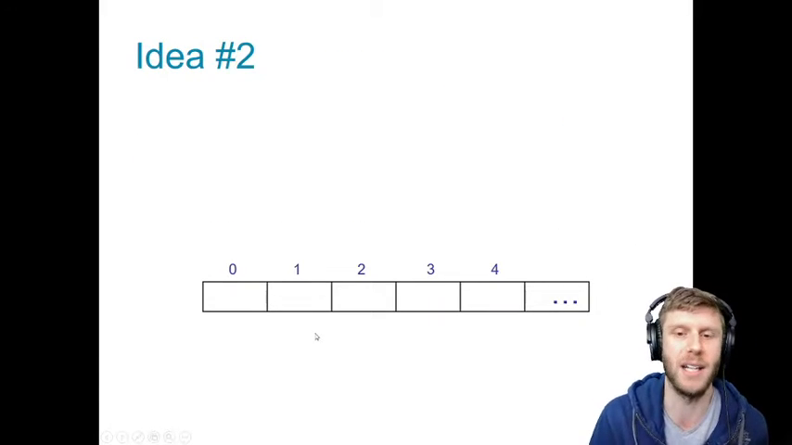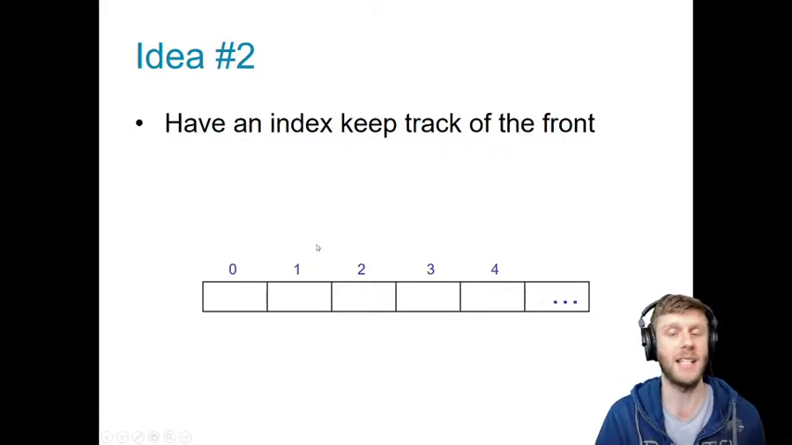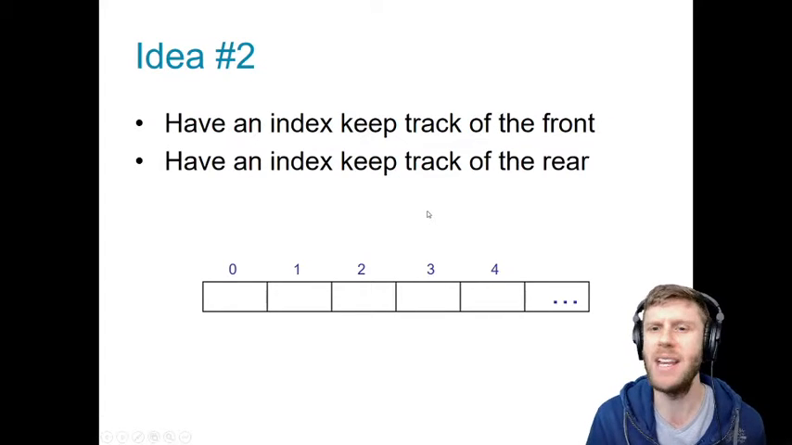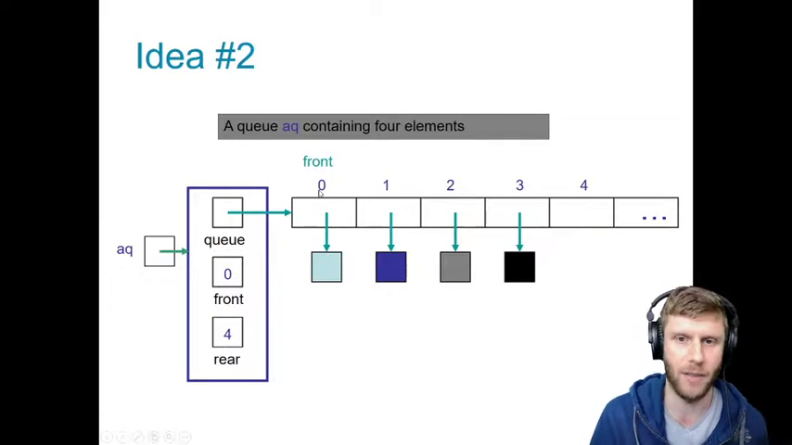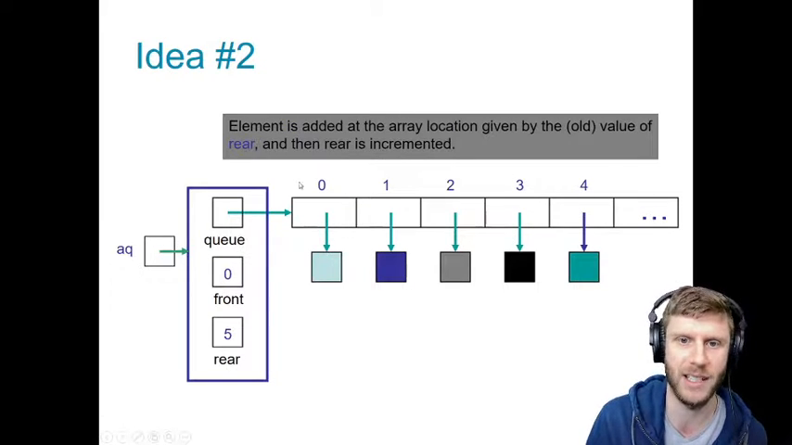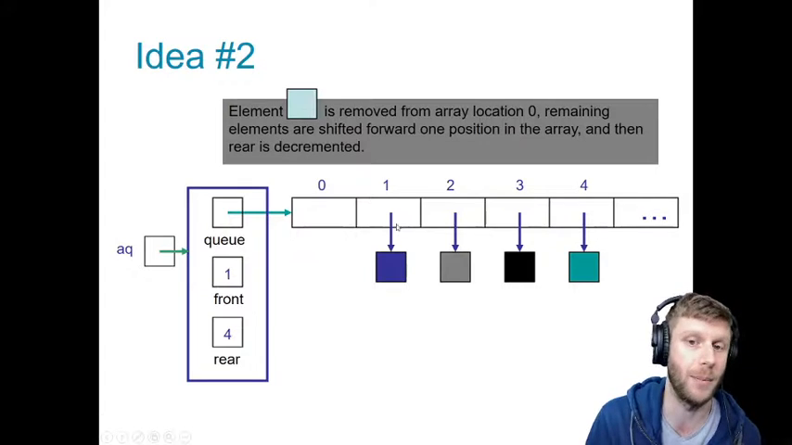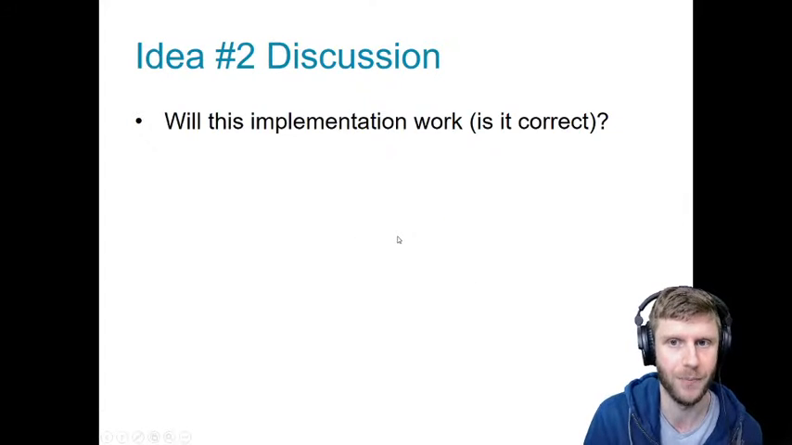So let's try another idea. What if we have an index keep track of the front, have an index keep track of the rear, and then we do something like this, where, okay, front, there, we add something, perfect, then we remove it, and we update the front to be 1, right?